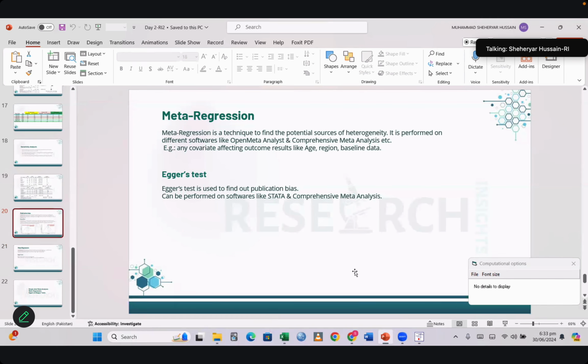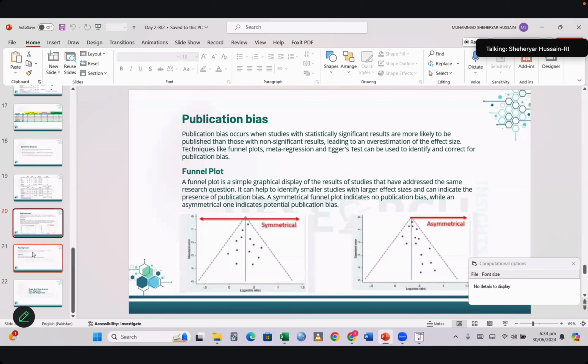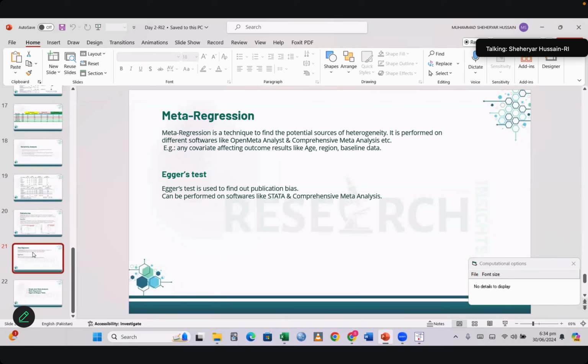Dr. Aditya told you things about the funnel plot. Funnel plot is basically a vague way to tell you if that study has publication bias or not. But Egger's test gives you a p-value, and you know how to interpret the p-value. It is just the same. Less than 0.05, you have significant publication bias. Greater than 0.05, you have not significant publication bias.